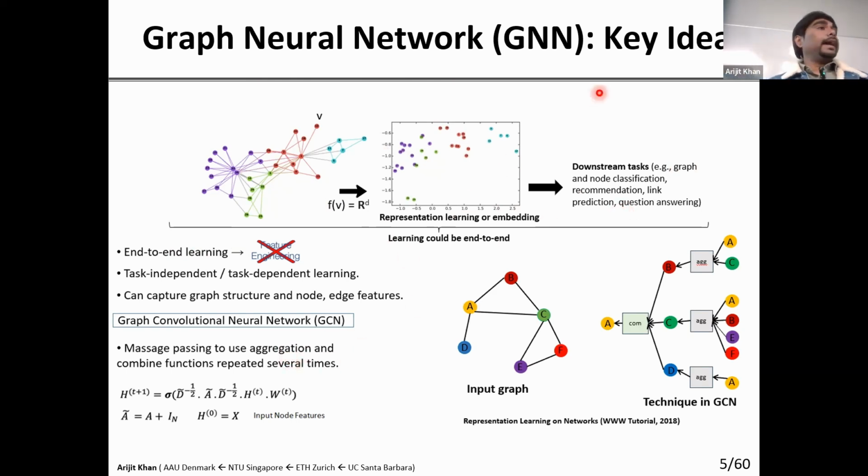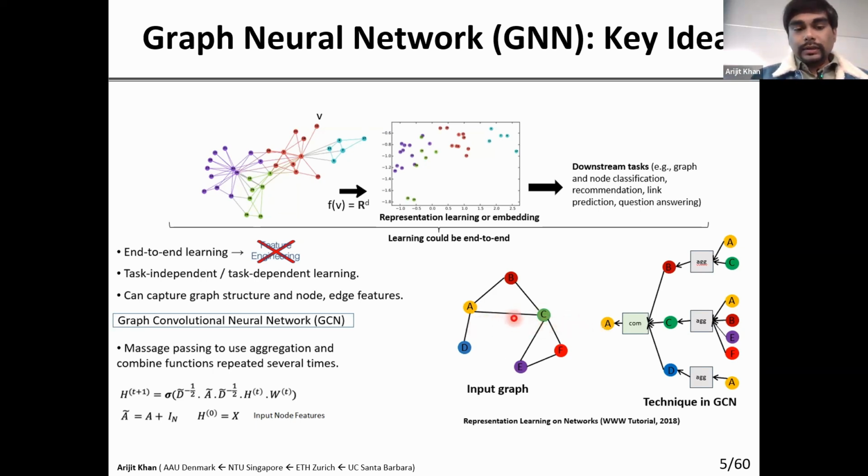Now, there are also many varieties of graph neural networks. One of the most popular ones is called graph convolutional neural network, or GCN. On a very high level, I will discuss what it does, because we will use some of these techniques later on to discuss more specific works that we have done in this setting.